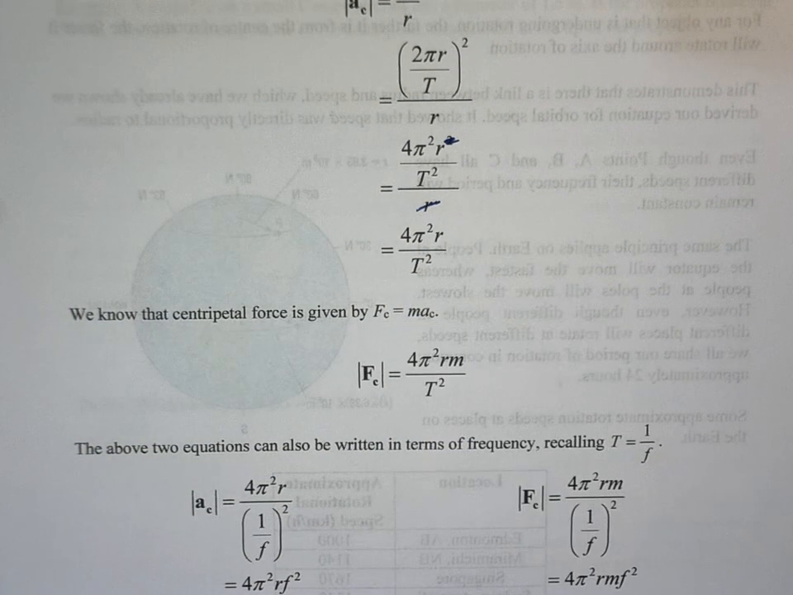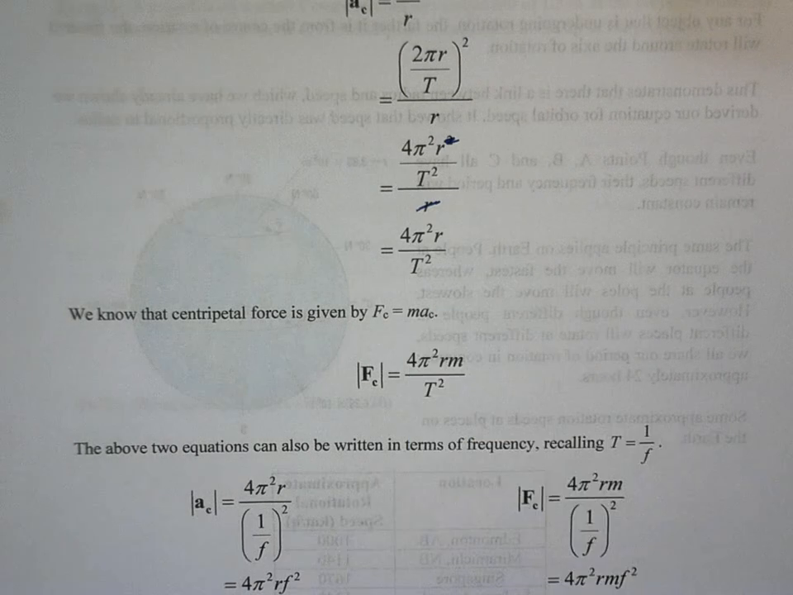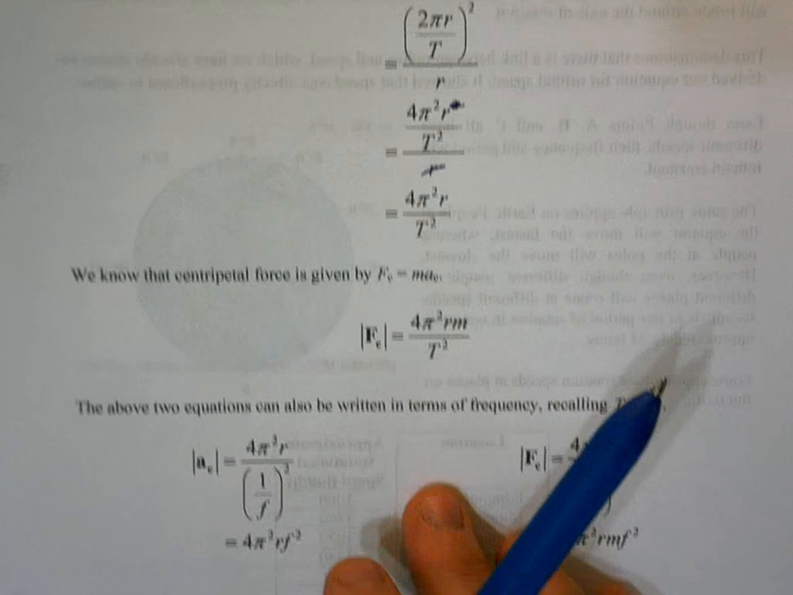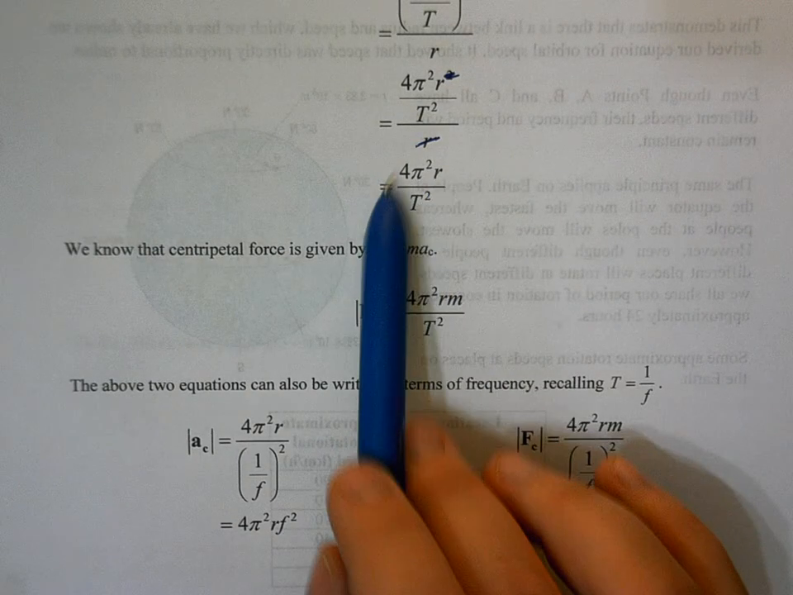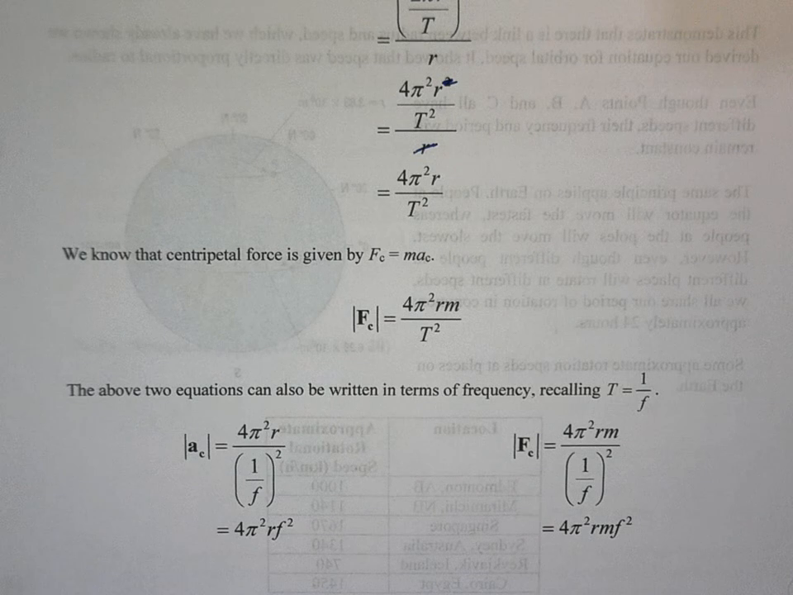So this equation for centripetal acceleration incorporates the period. This equation is on the data sheet. We know centripetal force is just mass times centripetal acceleration. So we can just take this equation, multiply it by the mass, and we get the equation for centripetal force.